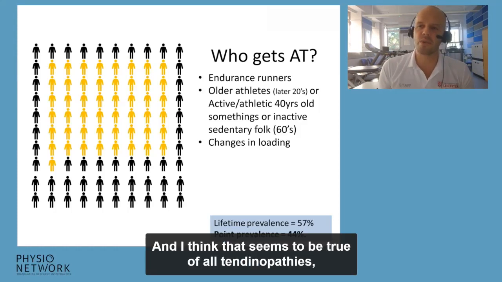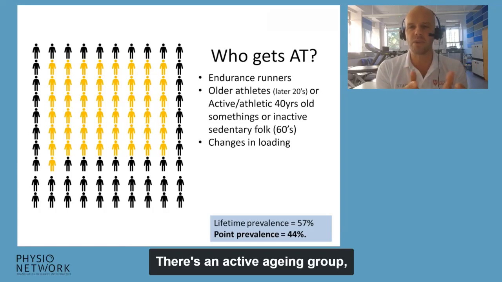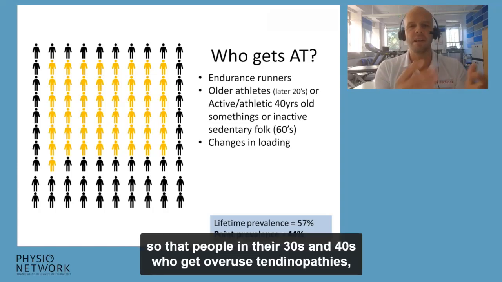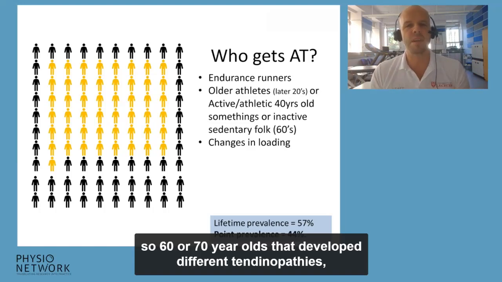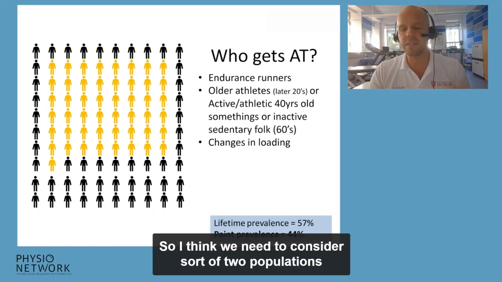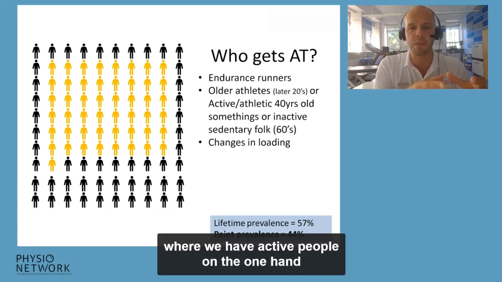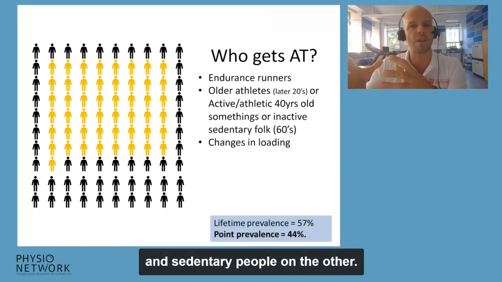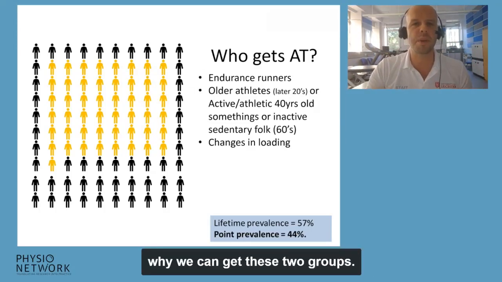And I think that seems to be true of all tendinopathies. There seems to be two cohorts. It's an active aging group, so the people in the 30s and 40s who get overuse tendinopathies. But then there's another population who are more sedentary and older, so 60 or 70-year-olds, that developed different tendinopathies. Those tendinopathies will normally be either Achilles or gluteal tendinopathies. So I think we need to consider two populations, active people on the one hand and sedentary people on the other. And we'll come to why that's the case, because sometimes people struggle to rationalise why we can get these two groups.